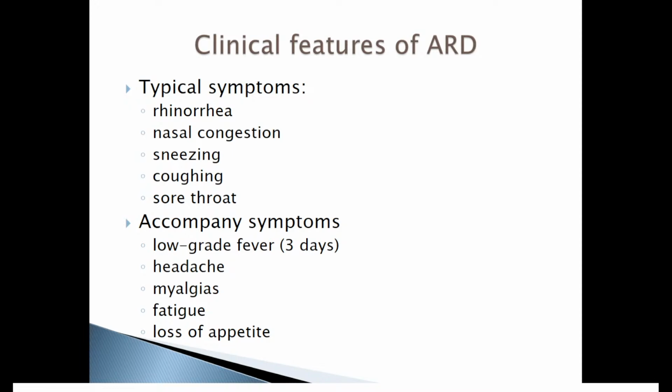Clinical features of acute respiratory disease or upper respiratory tract infection with viral etiology. Typical symptoms: rhinorrhea, nasal congestion, sneezing, coughing, sore throat. Accompanying symptoms: low-grade fever, usually lasting up to 3 days, headache, mild diarrhea, fatigue, loss of appetite. Before the coronavirus pandemic, we usually didn't pay attention to this type of infection and very commonly didn't stop our work. For example, students very commonly attend classes when they have these symptoms. But to stop the spread of this type of infection, it is better to isolate the person.